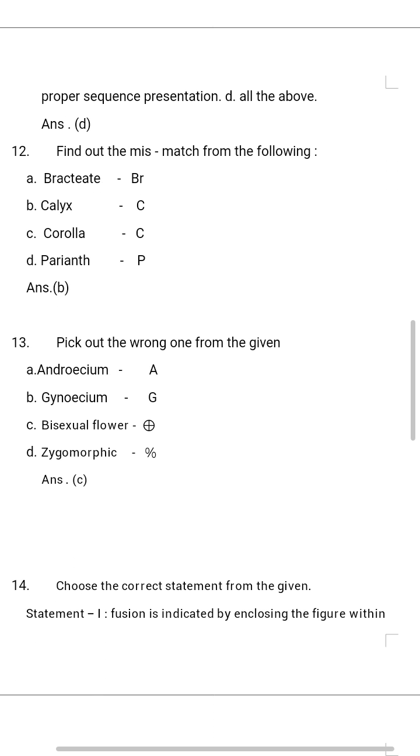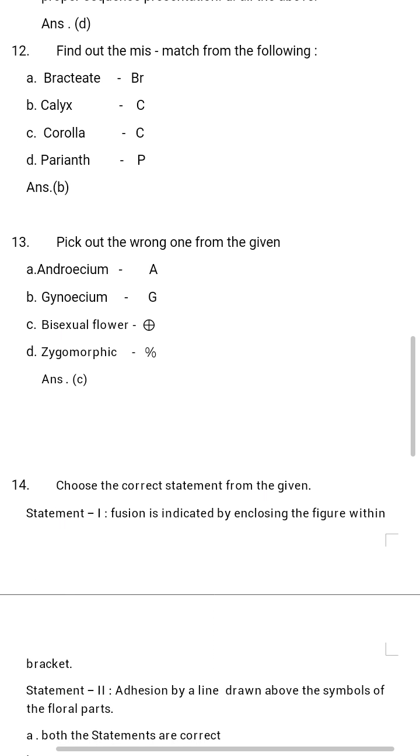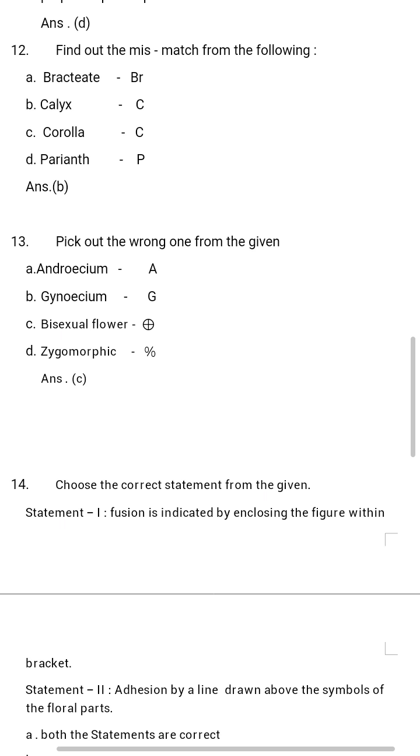Next, the 12th question is very important for competitive examinations. Let us discuss. Find out the mismatch from the following. A, B, C, D are the respective floral parts, and on the other side they have given their code names in a short, simple form. Let us see one by one. In the theory class we had a discussion about this concept. It belongs to the semi-technical description of a flower.